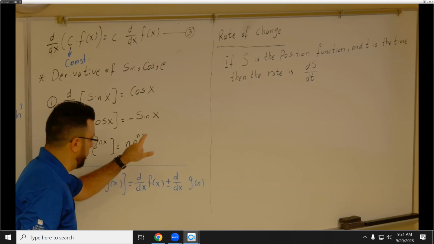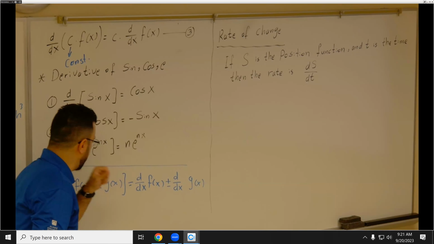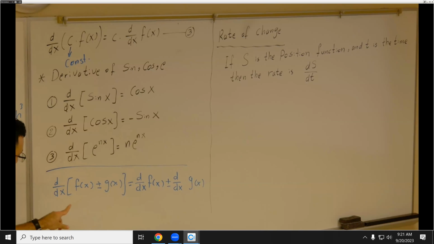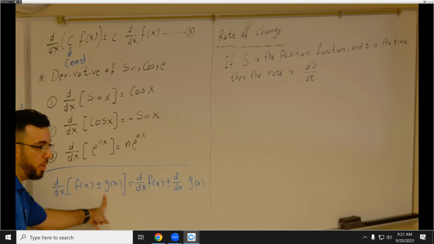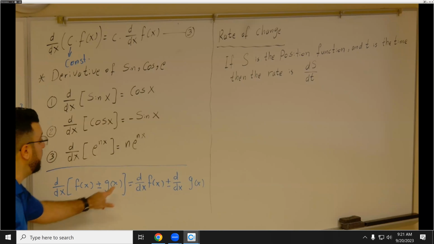Okay, we're going to take another example for this one. Now, this is really important. The derivative of two functions, addition or minus, is going to be the derivative for the first one plus or minus the derivative for the second one. Okay?